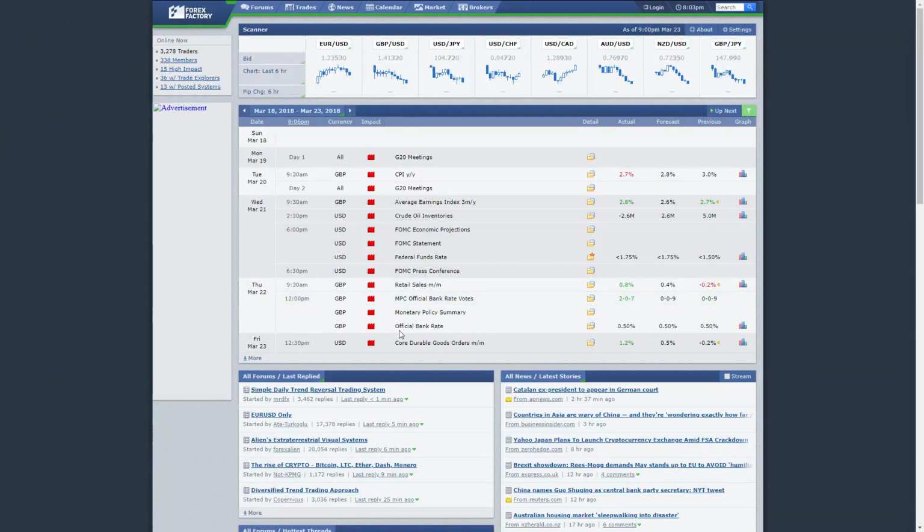And then the last thing for GBP was we had the official bank rate, which was 0.5% versus 0.5% expected, so nothing really significant there. We then had USD with a minus 2.6 million versus 2.6 million expected on crude oil inventories. We had some FOMC statements and the federal funds rate, which came out as expected. And it wasn't until Friday where we had the USD core durable goods orders month on month, which came out at 1.2% versus the 0.5% expected, with a minus 0.2 revised previous, which is obviously a massive increase, which is great.